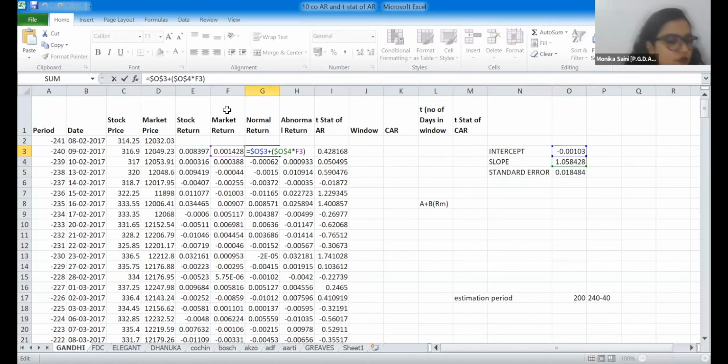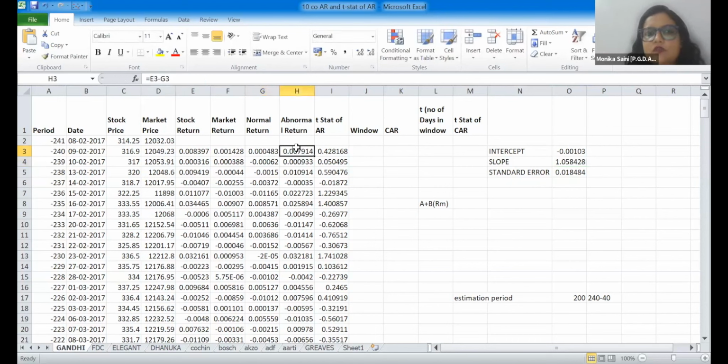Now we have to freeze our intercept and slope. In Excel, we can do so by pressing function F4, and your intercept and slope will be frozen, and you multiply the beta coefficient with the market return. So that's how you calculate the normal return. Now, what is the formula to calculate the abnormal return? What is abnormal return? Abnormal return is basically what is over and above the normal return, right? So the actual return of this particular stock is 0.0083, whereas the normal should be 0.00483. So this particular part is the abnormal return, right?